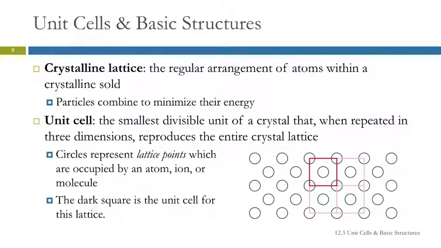So we can study how the particles in these crystals are arranged. Now we're going to look at the different types of arrangements. When we talk about a crystalline lattice, we're talking about the regular arrangement of atoms within a crystalline solid. Those could be molecules or ions as well. The particles are going to combine and arrange themselves in a way that minimizes their energy. So they're trying to maximize any attractions and minimize any repulsions.